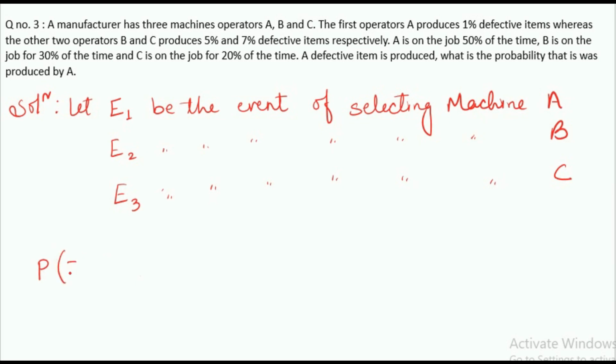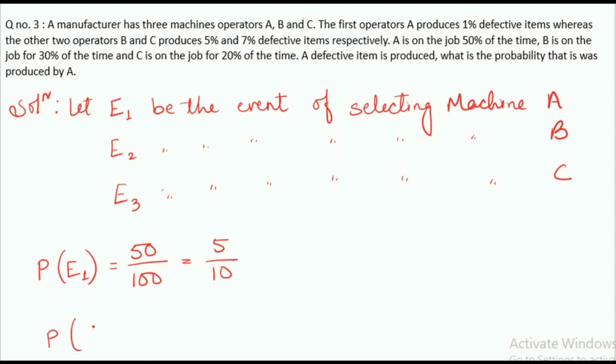I will find the probability of E1. What is the probability that I select machine A? To select a machine, I need to go to the company, right? So how many times is it working? 50% of the time it is working. So I will see the machine working 50% of the time. Okay, so that is my probability of getting machine 1. It can be written as 5 by 10.